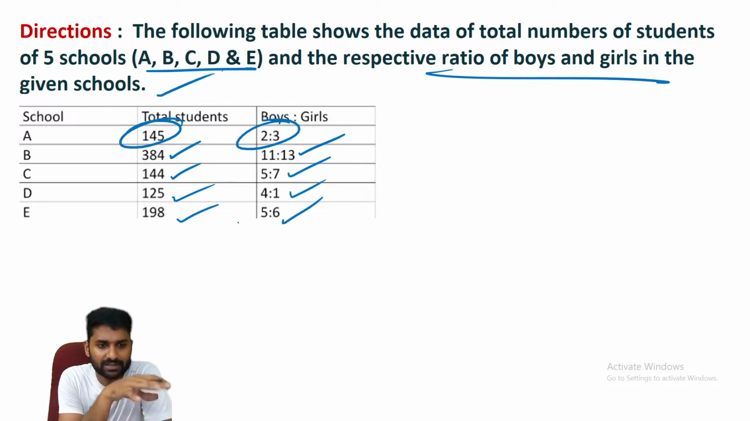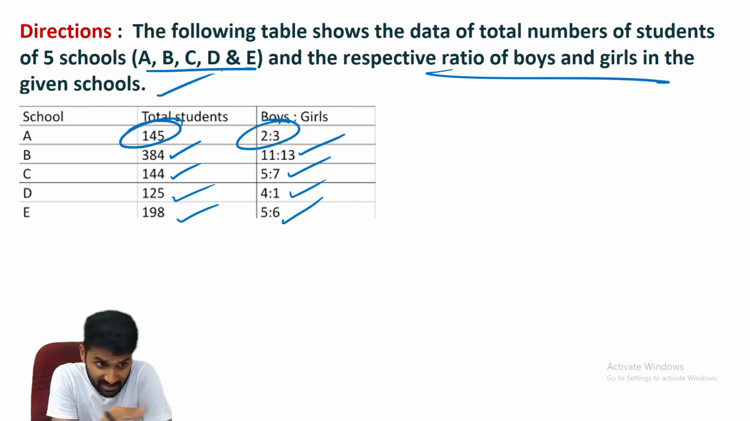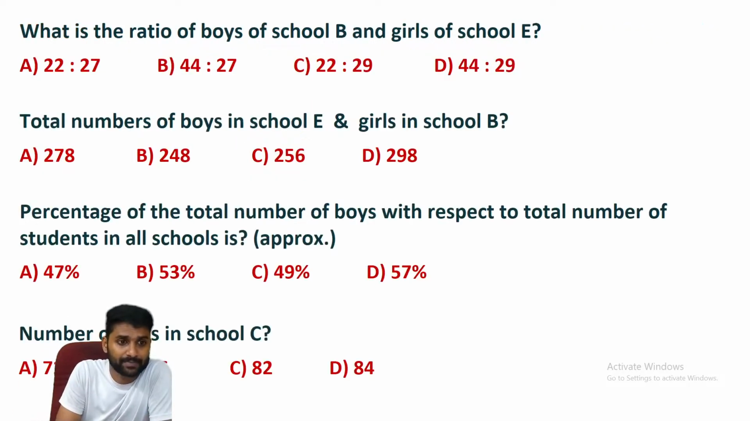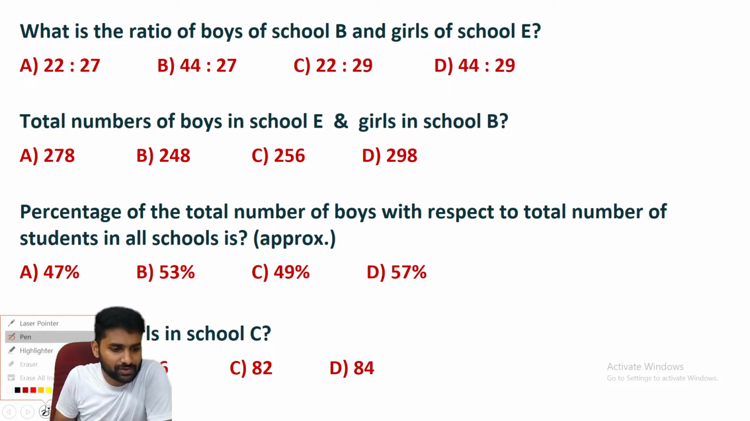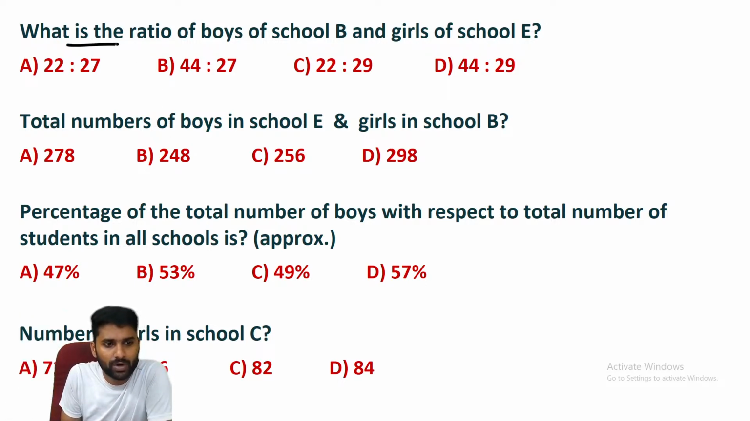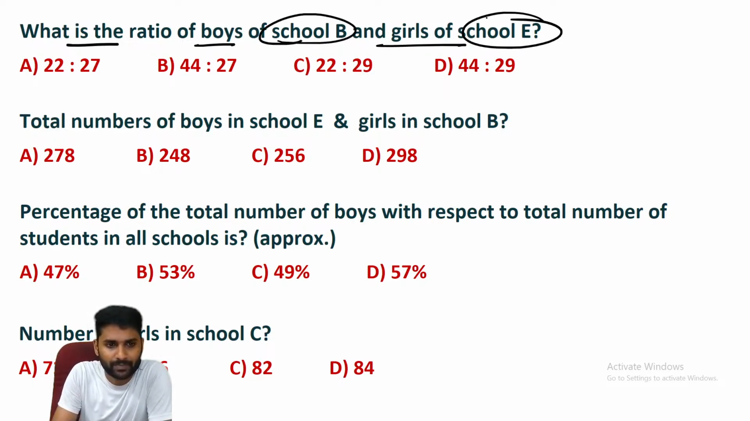How to separate the data? We have the ratio of boys and girls and we have the total number of students. Let's go through this question, guys. In data interpretation, you can expect 4 to 5 different questions. Let's go through all these questions. Question number 1: what is the ratio of boys of school B to girls of school E?